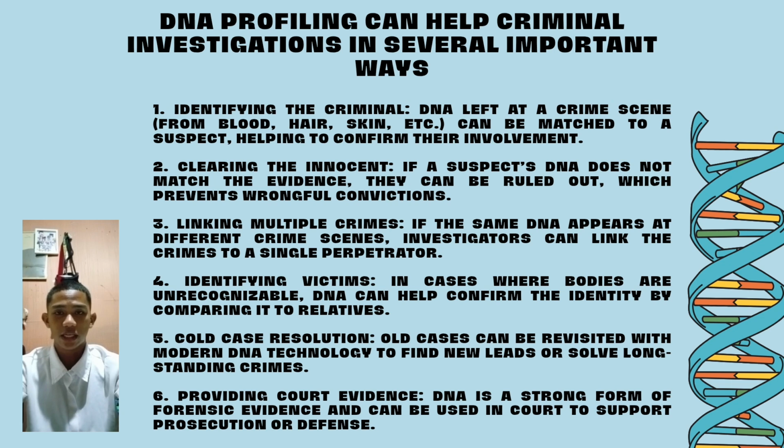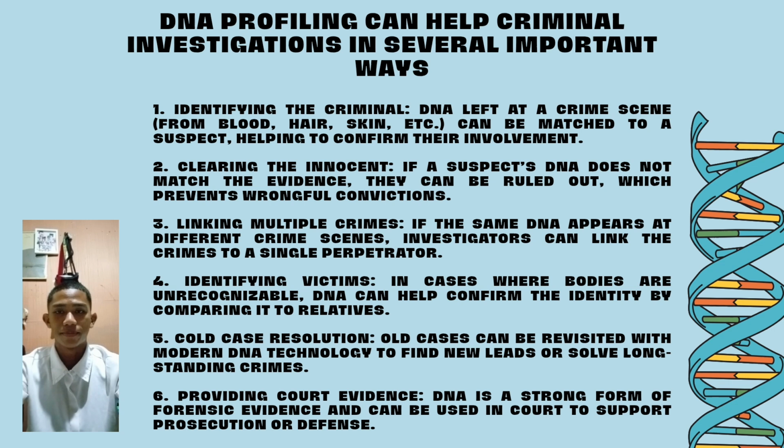How can DNA profiling help criminal investigation? So, DNA profiling can help criminal investigations in several important ways. The first one is identifying the criminal. DNA left at the crime scene, such as from blood, hair, skin, etc., can be matched to a suspect, helping to confirm their involvement. The second one is clearing the innocent, or elimination. If a suspect's DNA does not match the evidence, they can be ruled out, which prevents wrongful convictions.